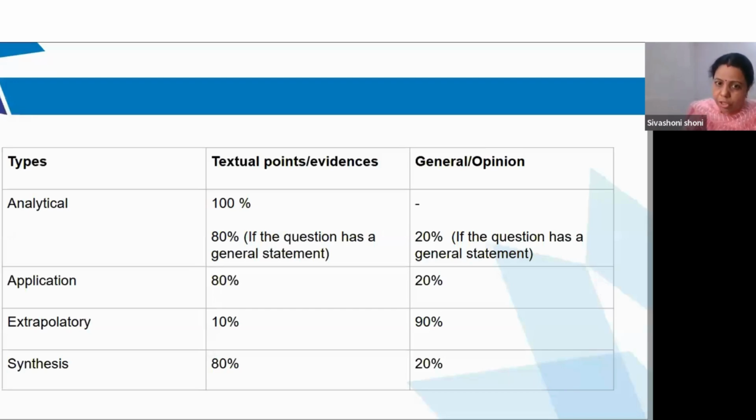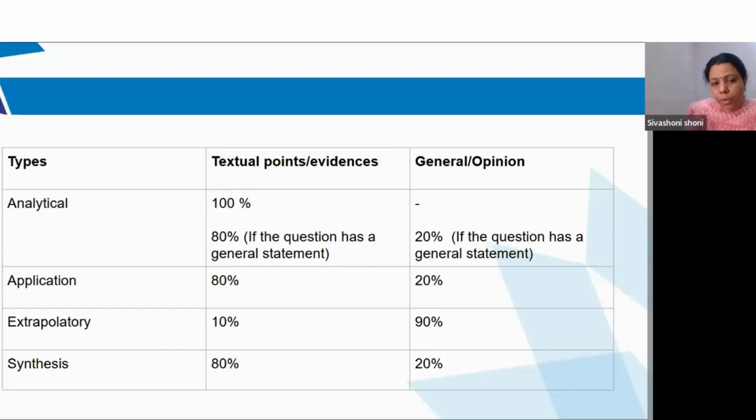That is 80 percentage. When it is the application type of question, like the example I have given from the black aeroplane, 80 percentage of your understanding is from the textbook. Now the 20 percentage, the general opinion, is that if you were in that position, you have to think from your perspective also. So there you are writing some 20 percentage general. So this is the proportion. If you make your answer in this proportion, definitely this is what the evaluator is expecting from you, and you'll be able to get the maximum score.